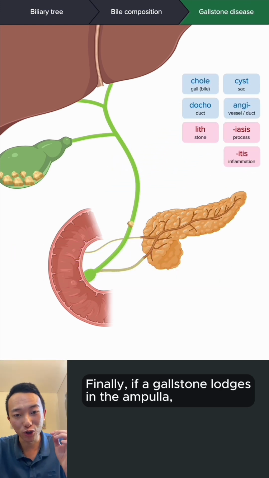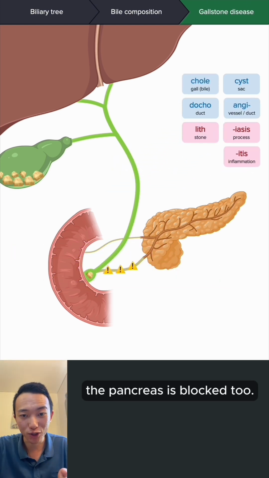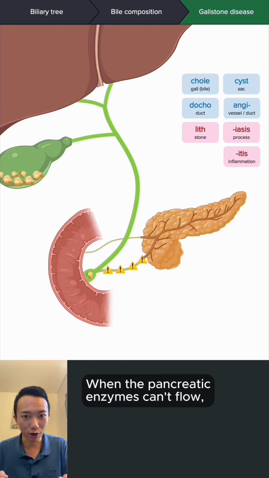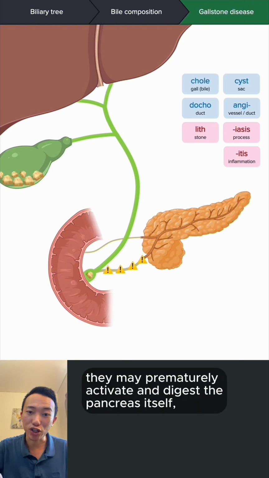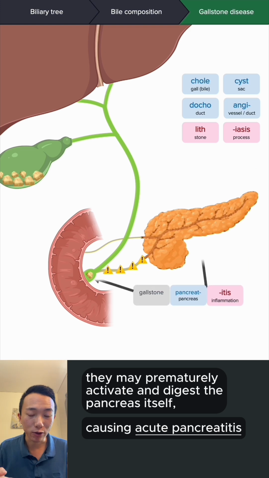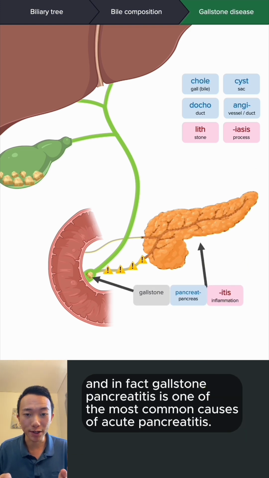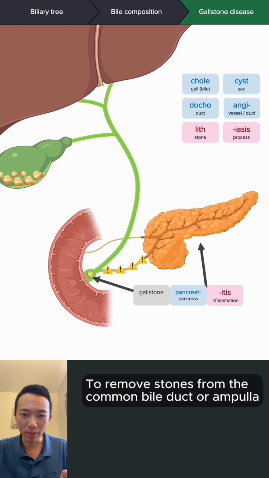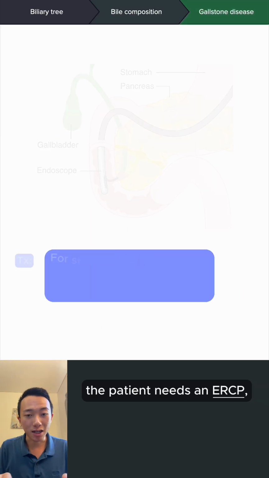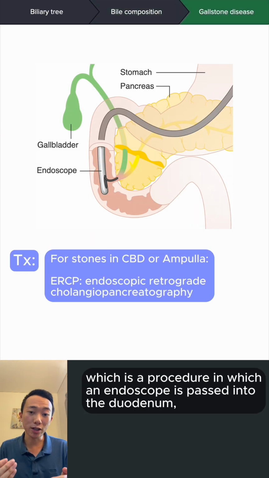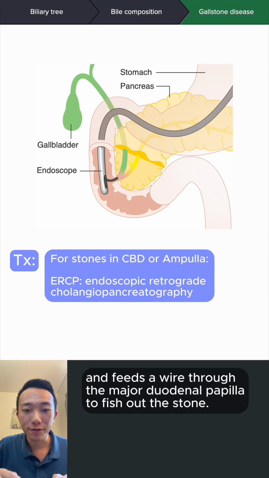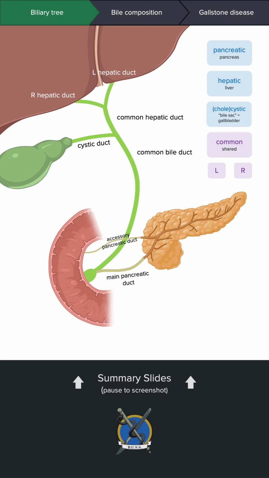Finally, if a gallstone lodges in the ampulla, the pancreas is blocked too. When the pancreatic enzymes can't flow, they may prematurely activate and digest the pancreas itself, causing acute pancreatitis. And in fact, gallstone pancreatitis is one of the most common causes of acute pancreatitis. To remove stones from the common bile duct or ampulla, the patient needs an ERCP, which is a procedure in which an endoscope is passed into the duodenum and feeds a wire through the major duodenal papilla to fish out the stone.